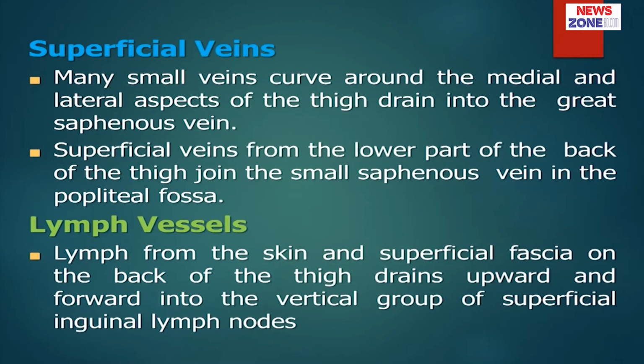Now the superficial veins. Many small veins curve around the medial and lateral aspect of the thigh and drain into the great saphenous vein. Superficial veins from the lower part of the back of the thigh join the small saphenous vein in the popliteal fossa. Lymphatic drainage: lymph vessels from the skin and superficial fascia on the back of the thigh drain upwards and forward into the vertical group of superficial inguinal lymph nodes.